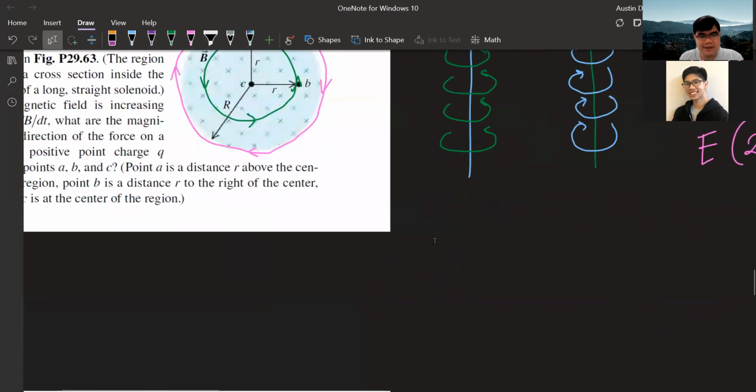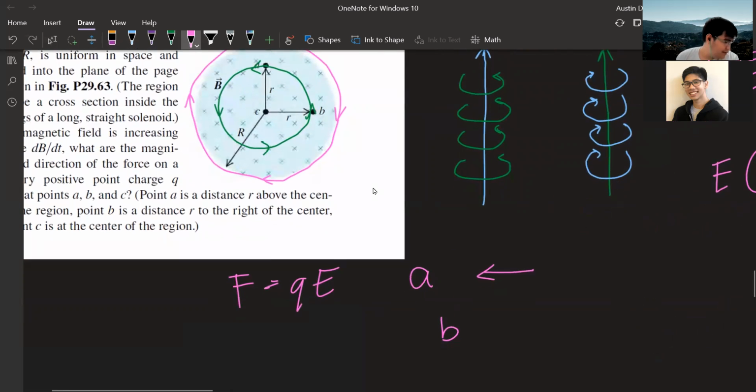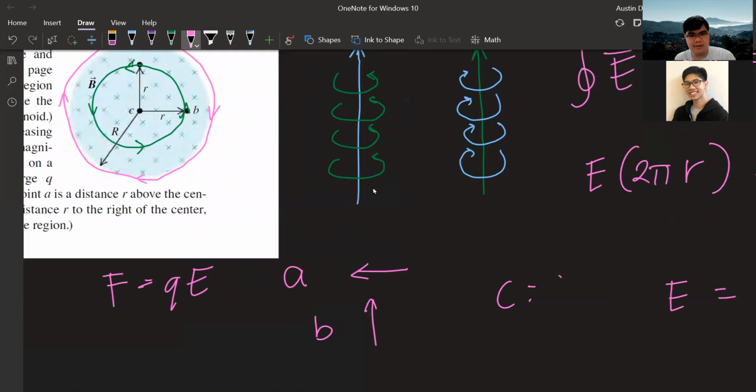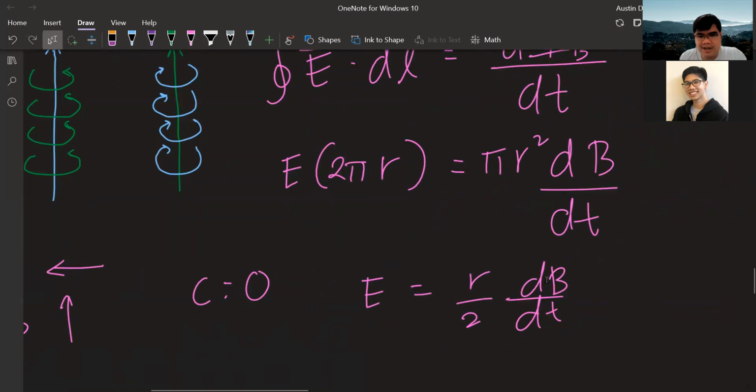So, ng forces na matatanggap ng charges mo would simply be QE. Okay? So, si A would experience a force going to the left. B, yung B ko would become upward. And syempre, yung C, 0. Kasi wala siyang radius. So mag-zero out lang tong equation mo for the electric field.